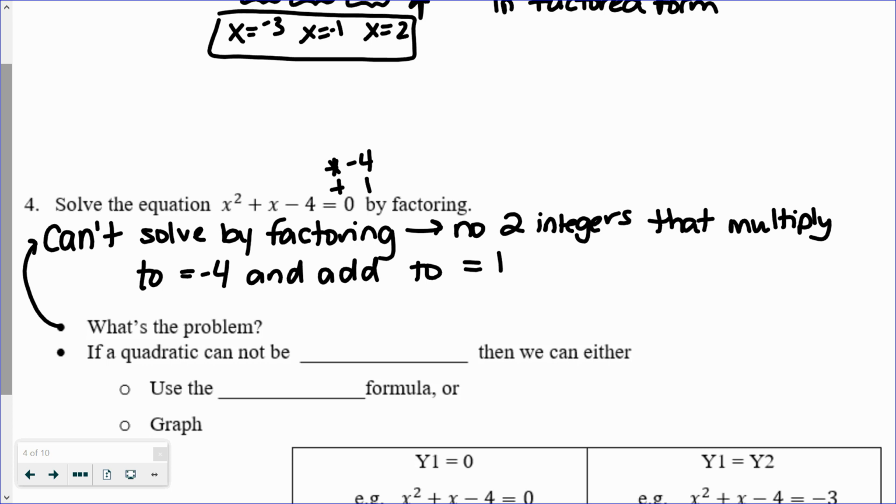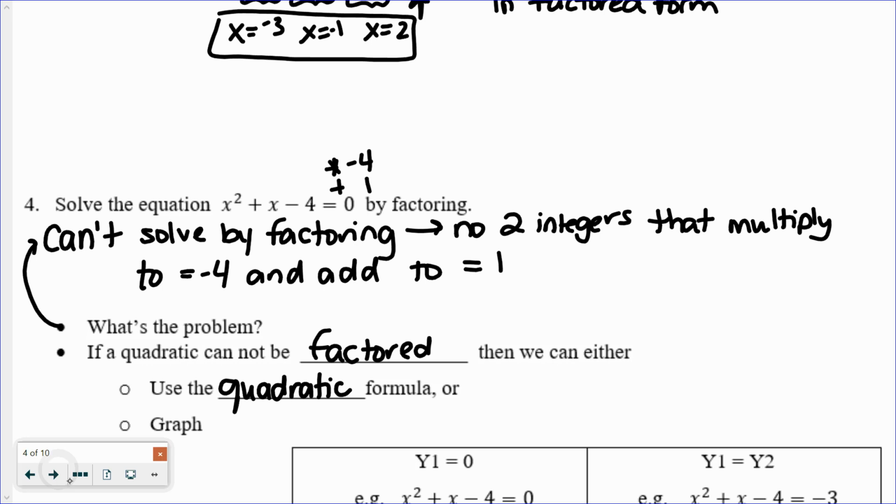So if a quadratic cannot be factored, we can either graph it, which we'll see a little bit later, or use the quadratic formula. So we'll talk about the graphical stuff later. We don't need to fill out the rest of that chart.